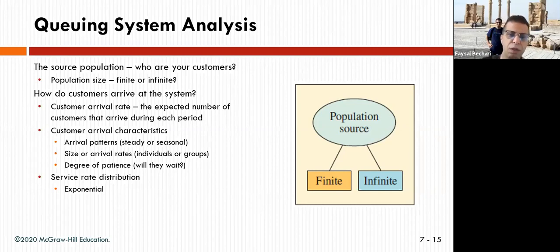But the whole thing is the customer population: who are your customers from all these people that are coming in? The population size could be finite or infinite, like we said. In a mall, it could be infinite, everybody is coming into the mall, and you don't know which one is going to come to you and wait in a lineup. So how the customers arrive at the system is very important. The customer arrival rate is the expected number of customers that arrive during each period.